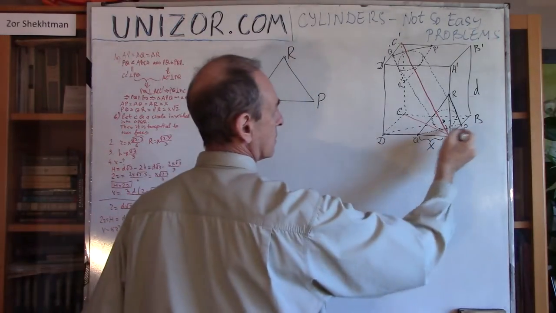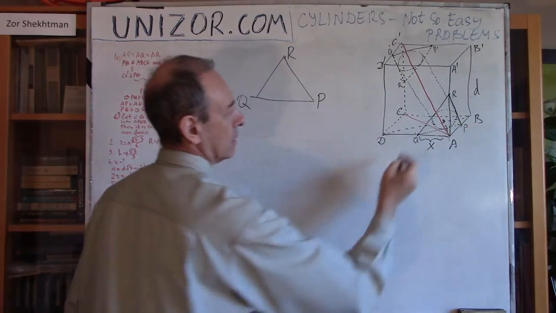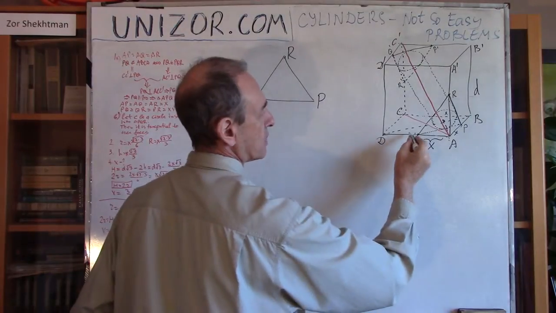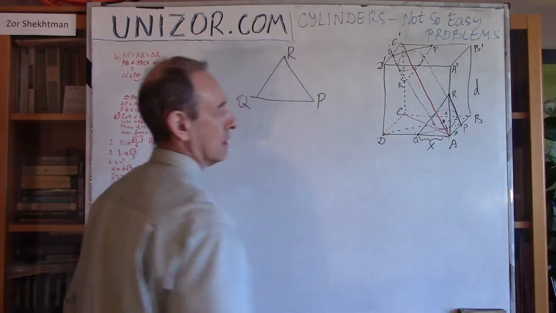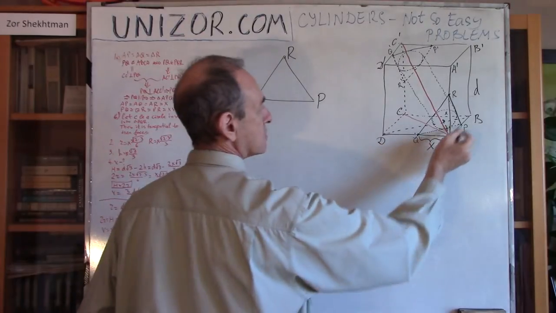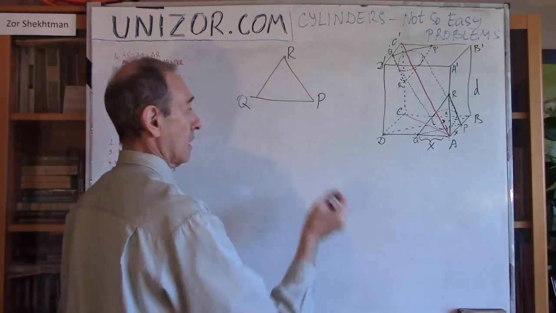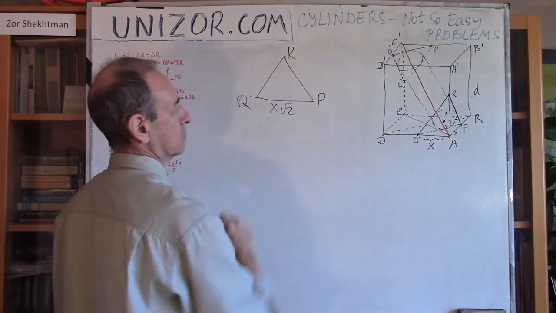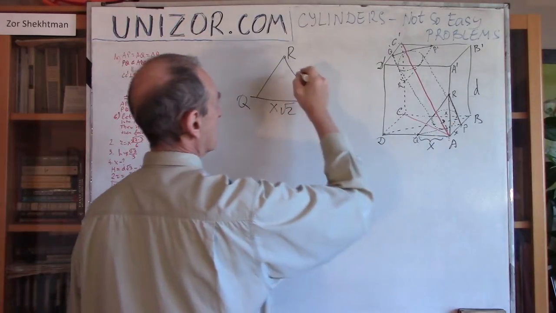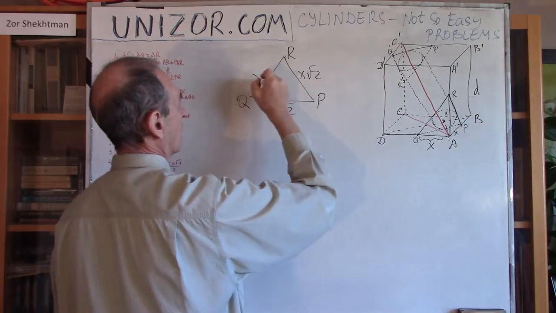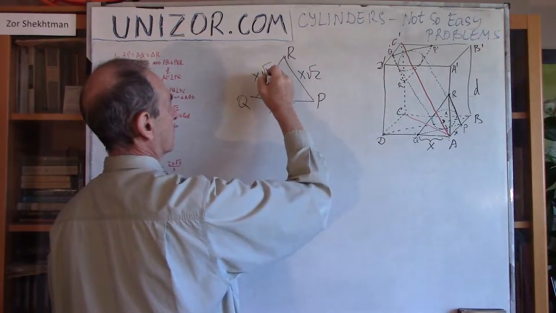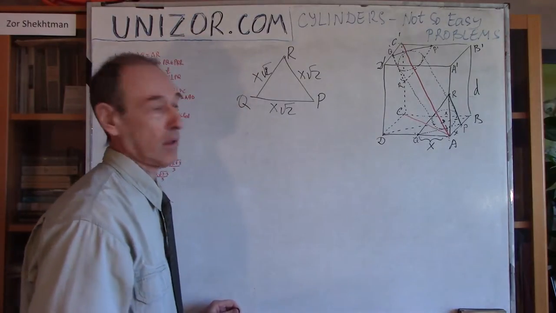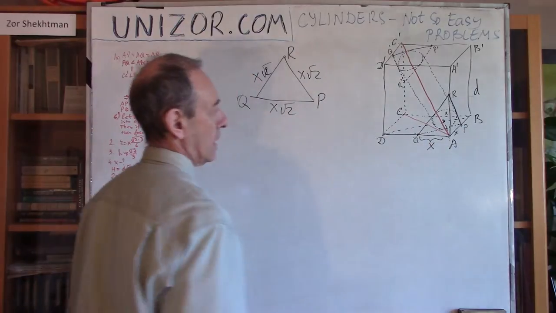Now, what is PQ, for instance? Well, this is X, and this is X, and this is X, and obviously APQ is a right triangle. The two catheti are equal to X and X. So the hypotenuse, which is PQ, is equal to x square root of 2. Same thing with PR, x square root of 2, and QR. So it's an equilateral triangle with a side equal to x square root of 2.